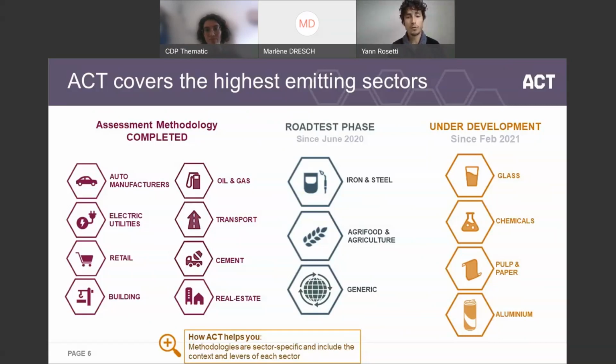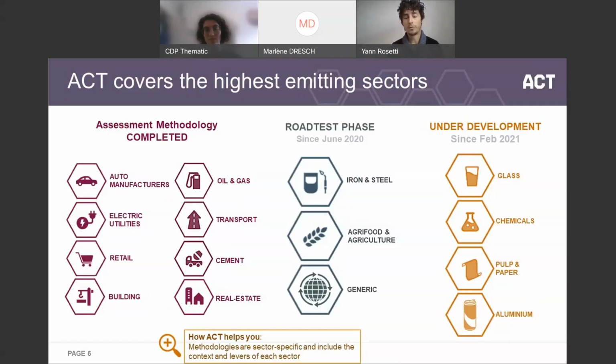Then we have 3 sectors that are still in the road test phase of the project: iron and steel, agri-food and agriculture, and the generic method, which is dedicated to companies that are not covered by all the other sectoral methodologies. So we expect that these sectors will be covered at the end of the year.